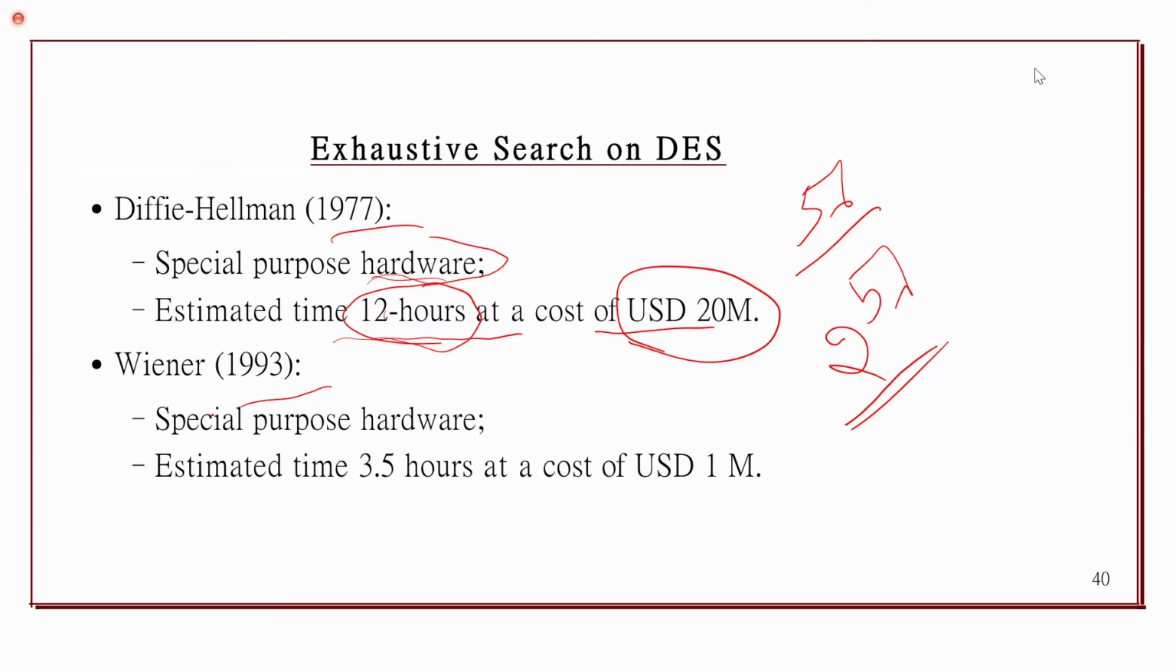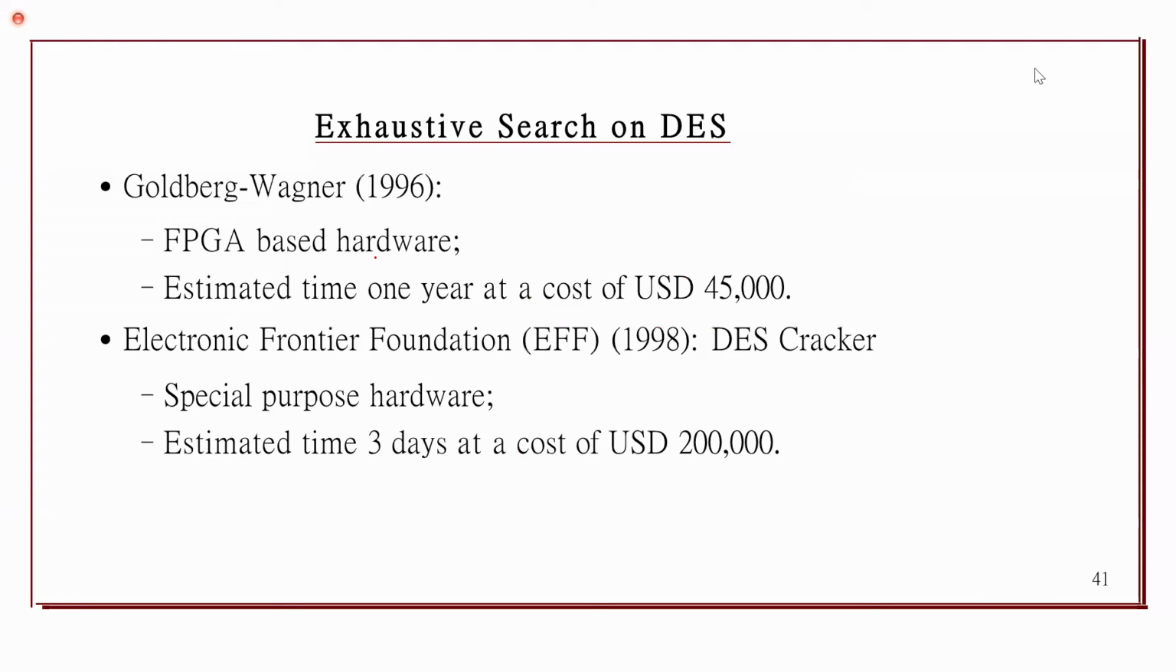And also in 1993, Wiener performed cryptanalysis over the DES algorithm by using some special purpose hardware, and the estimated time is 3.5 hours. And in the 1990s, some other hardware implementation was used against the DES algorithm. Estimated time is 1 year. The cost was reduced, but the time was increased.